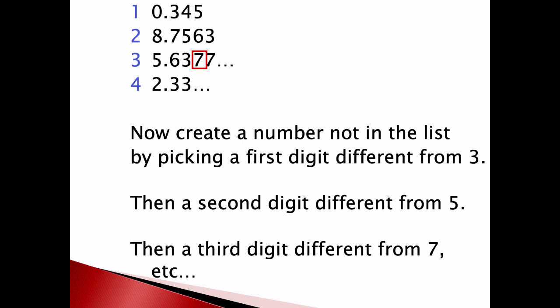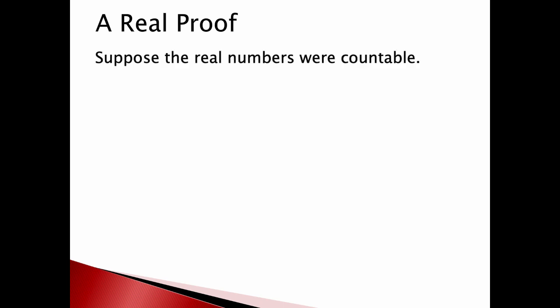Oh, wait a minute, that's a problem because we assumed that this was a one-to-one correspondence. We assumed that it was onto, that every real number got a post-it note, and you just made a real number without a post-it note. There's our contradiction. So if I were going to do this more formally, a real proof, pun intended, then I'd do it this way.